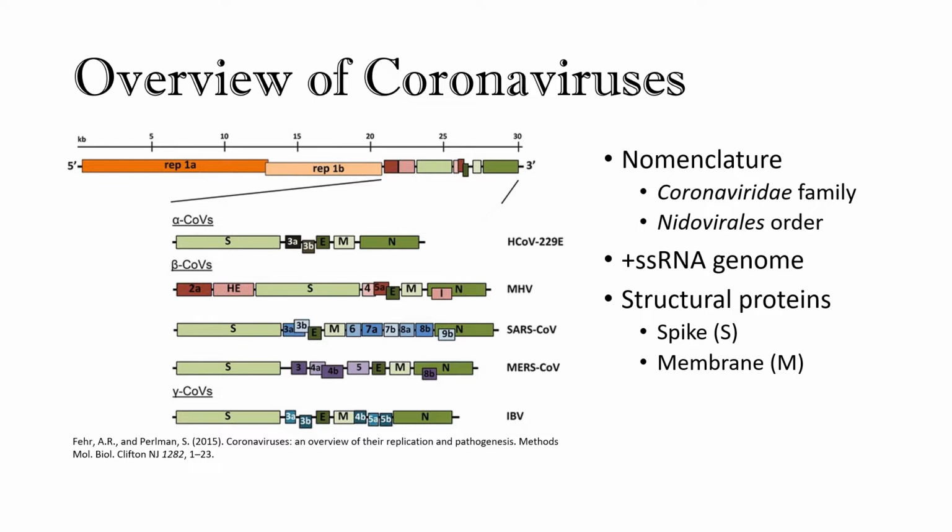Membrane proteins are the most abundant. These transmembrane dimers are responsible for the shape and assembly of mature particles. Envelope proteins, meanwhile, are involved in viral assembly and release, while nucleocapsid proteins package the genome and tether it to the replicase-transcriptase complex, which we will explore in more depth later.